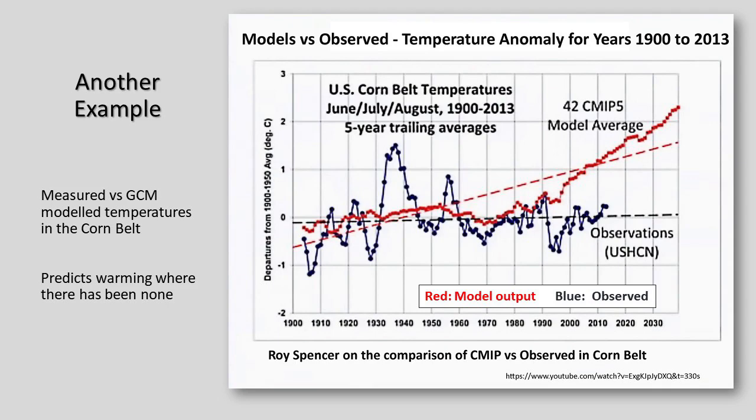In another example of models versus observed, temperature anomaly for the years 1900 to 2013 for a specific area, the U.S. Corn Belt. And what we see here is that in the blue, the observations without the urban heating effect, versus the model, in red, we see again a big disparity: models are over-predicting warming.